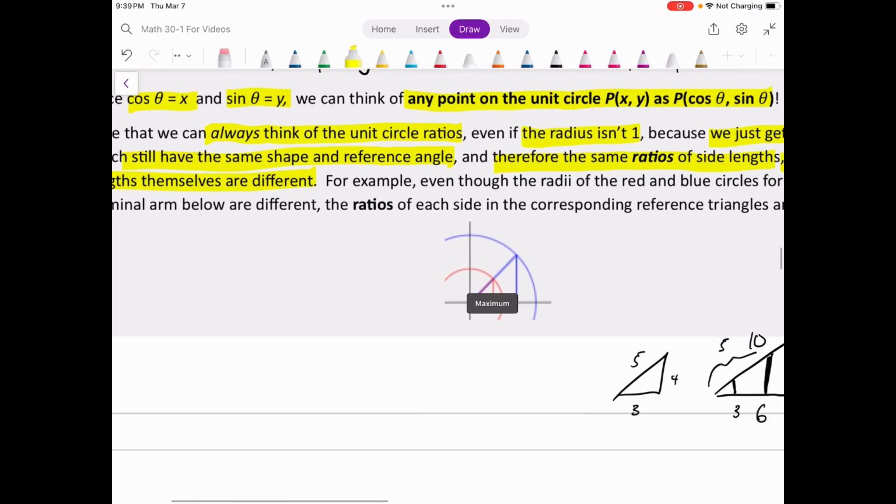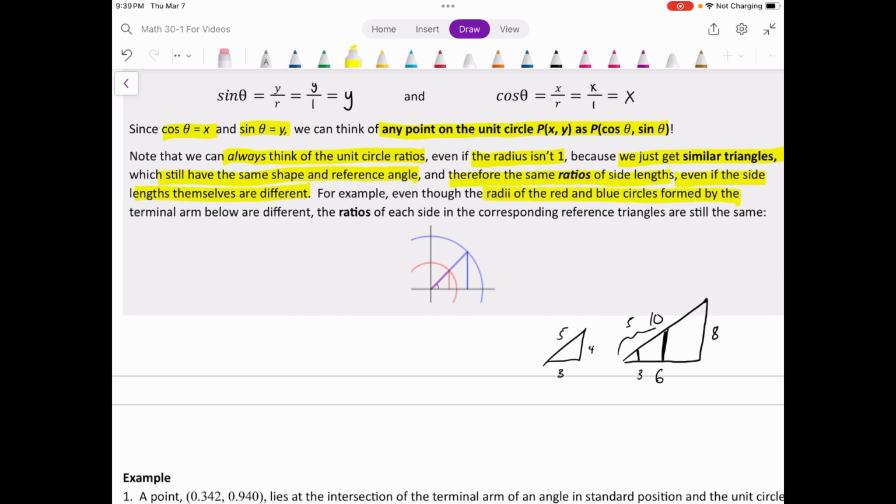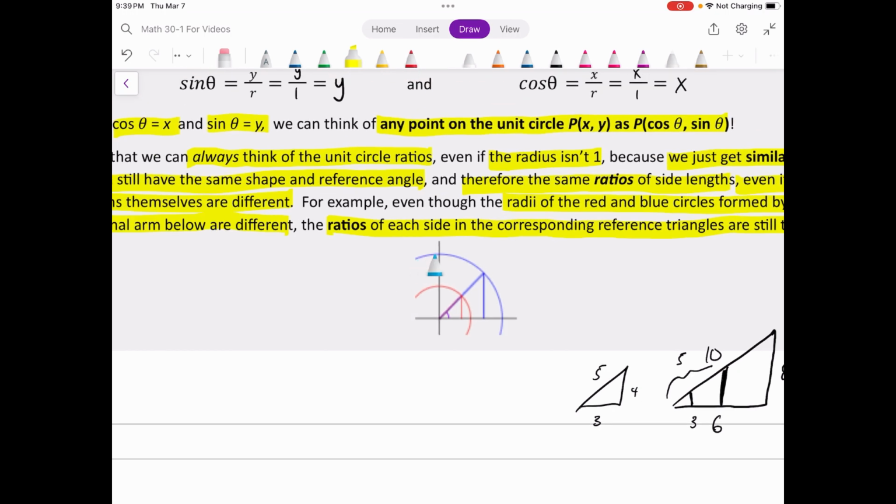Looking at this diagram here hopefully gives the idea. Even though the radii of the red and the blue circles formed by the terminal arm below are different, the ratios of each side in the corresponding reference triangles are still the same, right? This blue circle clearly has a different radius than this red circle. So if this red circle were, say, a unit circle, with a radius of 1, and maybe this has a radius of 2, right? That's okay because the triangles and the ratios involved are the same for both, right?